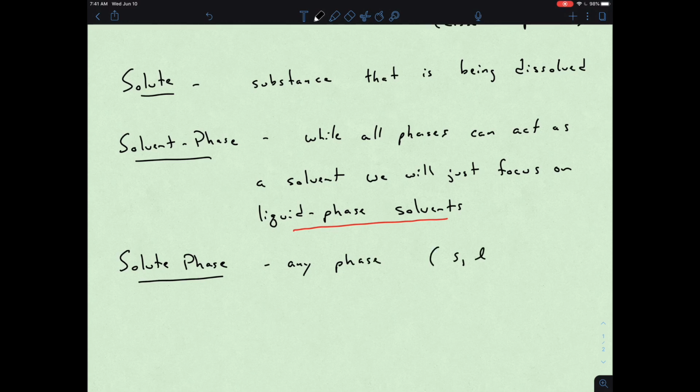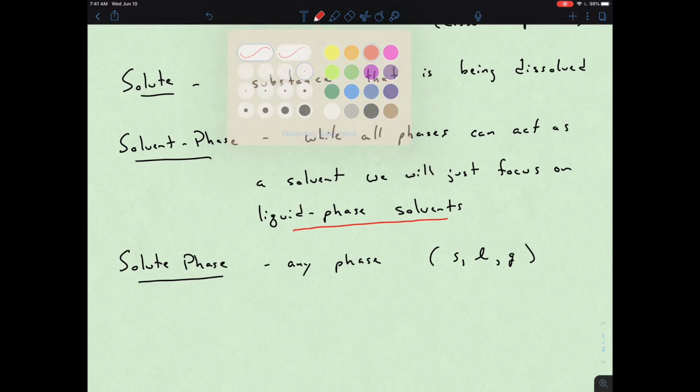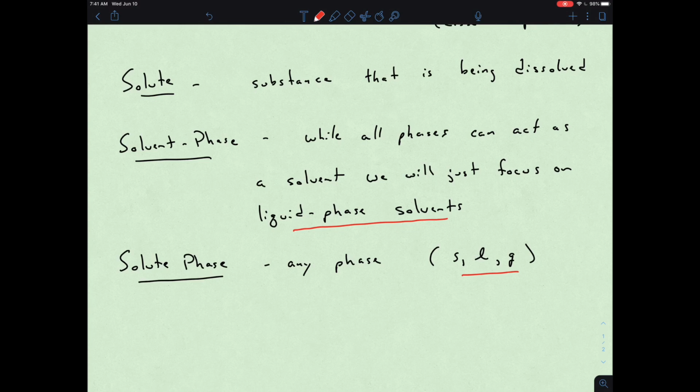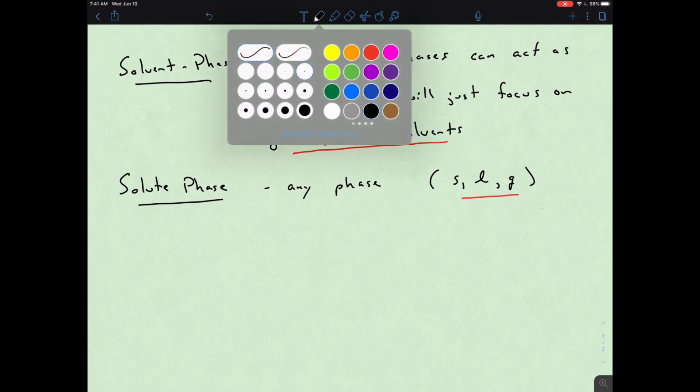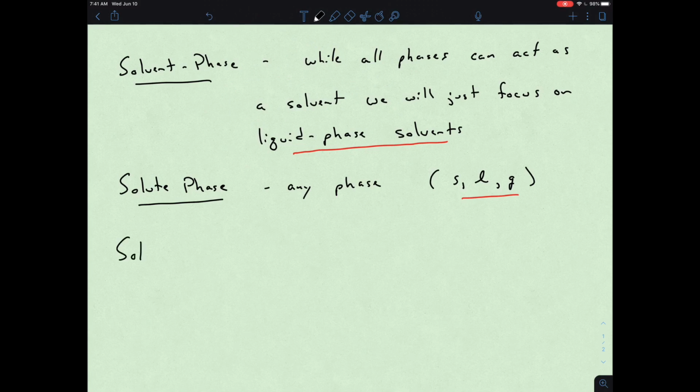Alright, so we can have solid solute, we can have liquid solute, we could have gas solute in terms of the phases of the solute, the molecule that's being dissolved. And that creates the solution, which is simply the combination of solute and solvent.